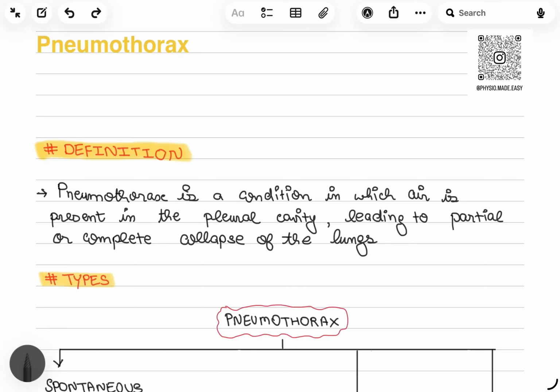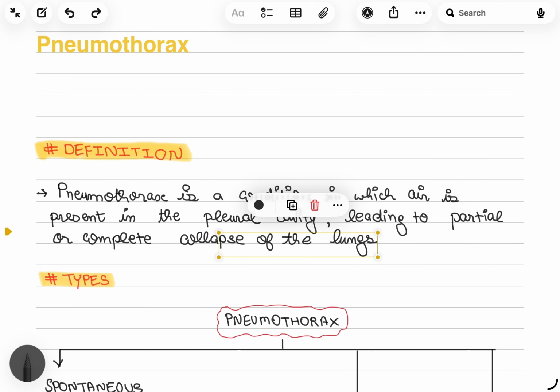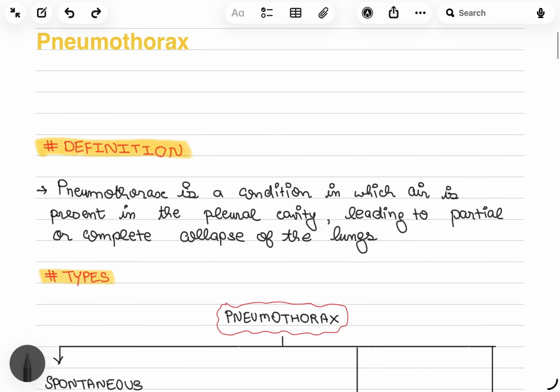Good afternoon, everyone. Today we are going to study the most important topic of medicine one, that is pneumothorax. First I'll start with the definition. Pneumothorax is a condition in which air is present in the pleural cavity, leading to partial or complete collapse of the lungs. Mainly the lungs are affected. The air is accumulated in the pleural cavity of the lungs.